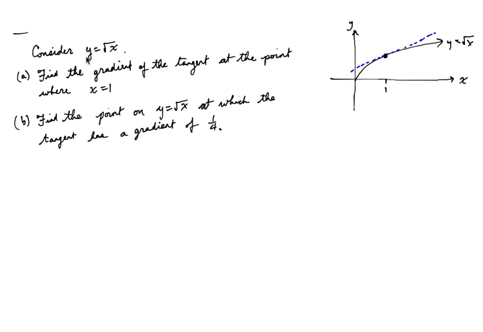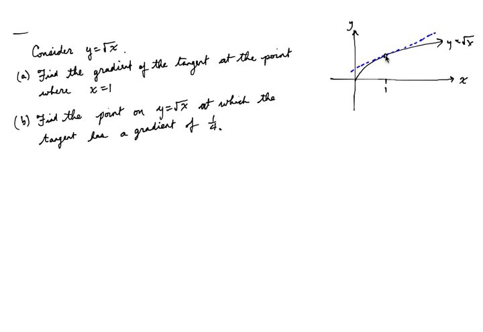Okay, in this example it says consider y equals the square root of x. So this is what the square root of x looks like. We talked about this in the first semester. Find the gradient of the tangent, this blue line, at the point where x equals 1. So here's x equals 1.